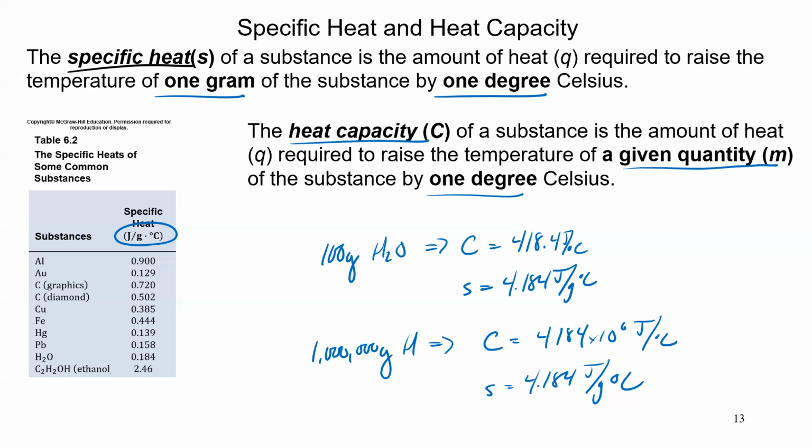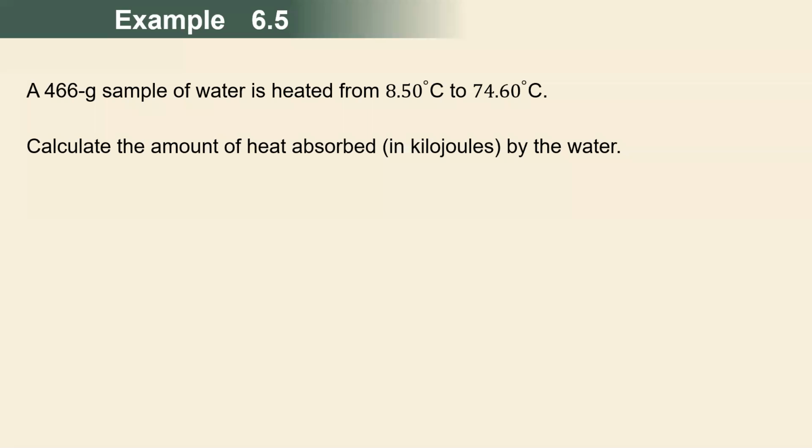Okay, that's where we will stop. Alex will go through this next example, and I'll just throw this up here for you. Q is equal to the mass times S times delta T. That's how you solve that. Alex goes through that equation.